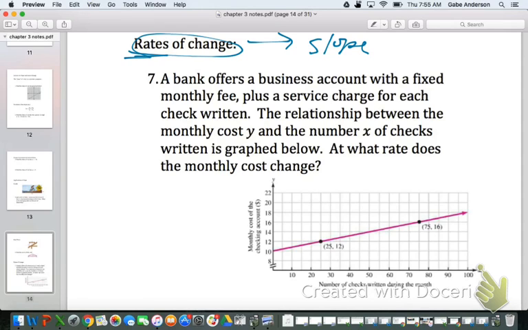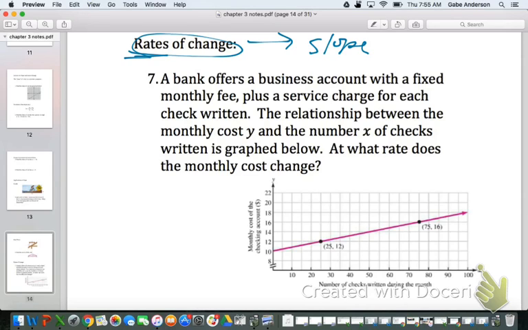Almost always means slope. So rate of change or rate, you can almost always interpret that as some kind of a slope of a graph. So let's read this one here real quick. It says, a bank offers a business account with a fixed monthly fee plus a service charge for each check written. The relationship between the monthly cost Y and the number X of checks written is graphed below. At what rate does the monthly cost change?